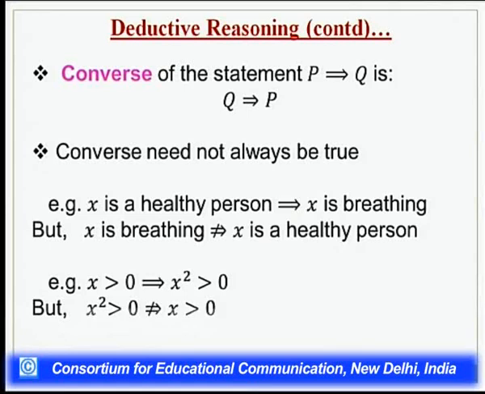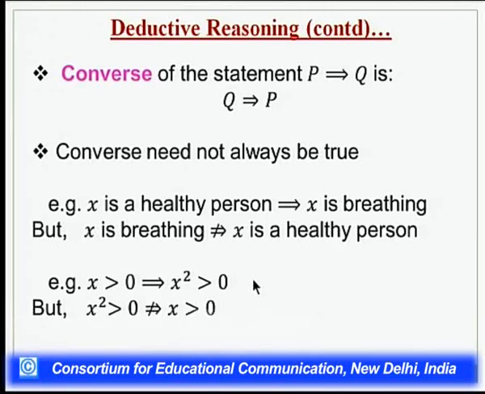Right. Let us now define the converse of the statement P implies Q. The converse of the statement P implies Q is Q implies P. And here the line of reasoning goes from Q to P. But note here that the converse need not always be true. So for example, when I say X is a healthy person and that implies that X is breathing, if I look at the converse, that would read: X is breathing, but that does not necessarily mean that X is a healthy person. So in this case, the converse is not true.